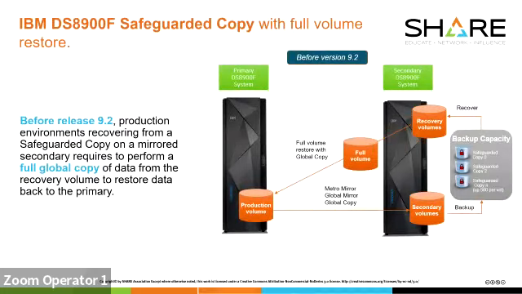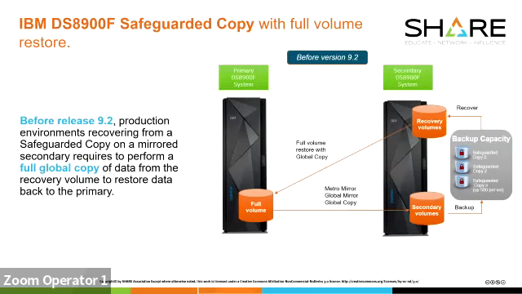So what we have here is before 9.2. You see we've got a full volume here on our primary volume, and it's mirrored, and the mirror can be a Metro Mirror, Global Copy, any of those three. And on the secondary, that secondary volume is what I would call being safeguarded. As you see on the secondary, we've got our safeguarded capacity, and we've got our backups back there.